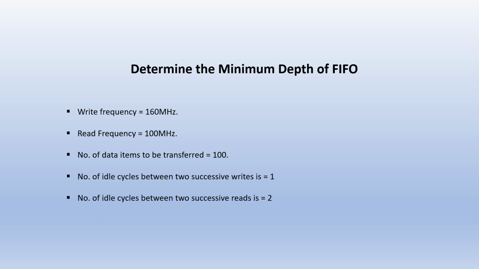From the read frequency and the number of idle cycles between successive reads, the time required to read one data can be determined. Last step is to determine the number of data items that can be read in X seconds. Here X is the time required to write 100 data which we had determined earlier. The difference between the total number of data and the answer that we got in the last step will give the minimum depth of FIFO.